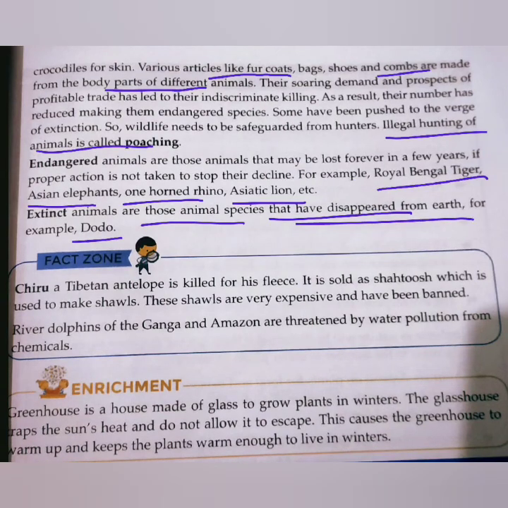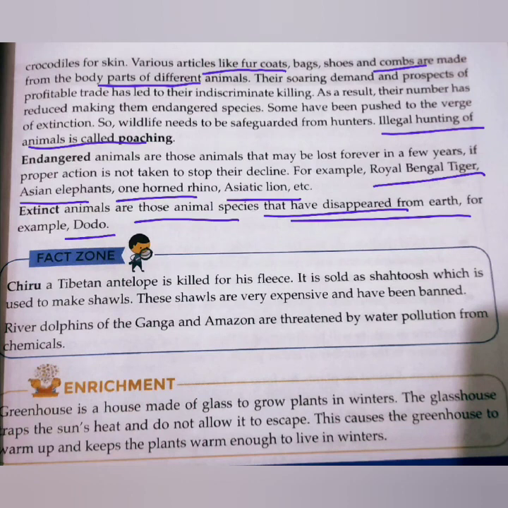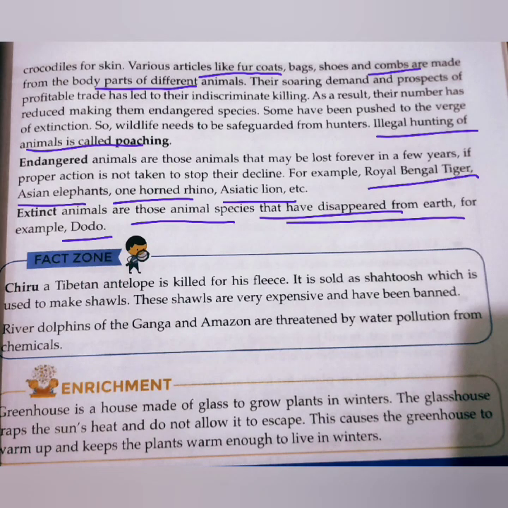So from this chapter we learned that our earth is really in danger, as we human beings and our actions are responsible for such results. We all should try to minimize such actions slowly and gradually, so that this earth becomes a better place to live for animals as well as for us.